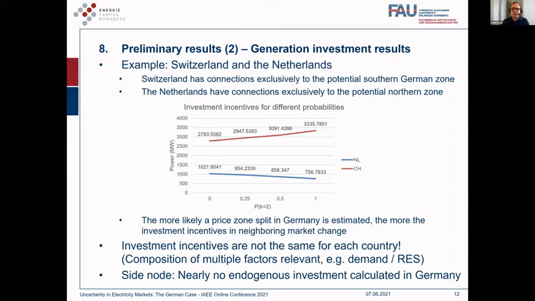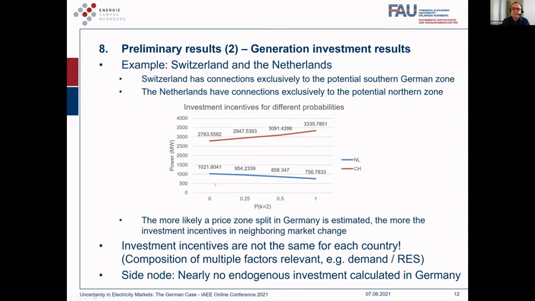And I've chosen Switzerland and the Netherlands as this very illustrative example, I think. Why did I choose them? So Switzerland, for example, has connections exclusively to the potential southern German price zone. There's no connection to the north. And the Netherlands, it's just the opposite. So there are exclusive connections to the northern price zone. And in this graph here, you can see investment incentives. So this is the investment which is built up in these two countries, so the Netherlands and Switzerland, for the different levels of probability for the price zone split.